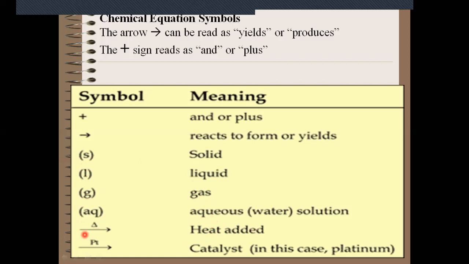Then this small triangle on the arrow is used to show that heat is added in this reaction. And if there is any element like platinum or nickel present on the arrow, in this case platinum, it shows that this element or substance is behaving as a catalyst in a chemical reaction. A catalyst just speeds up a chemical reaction and it does not consume itself.